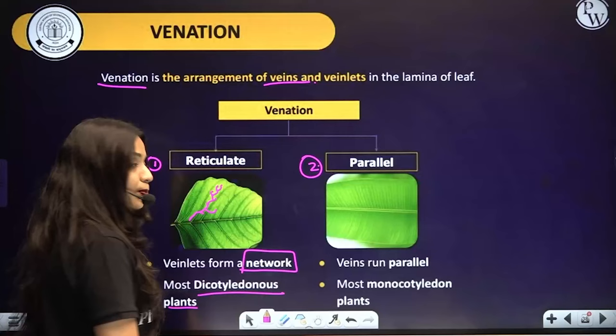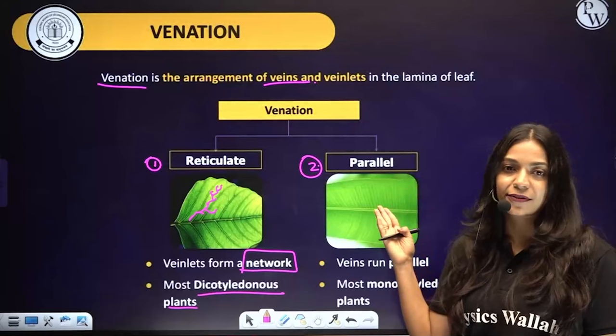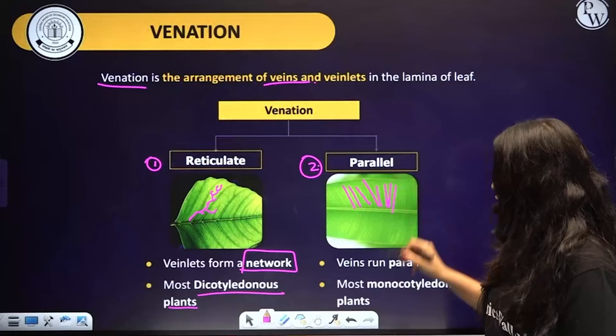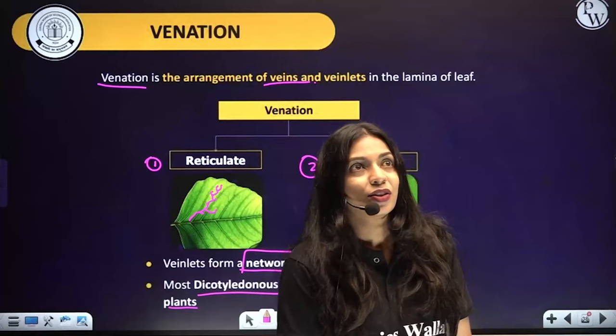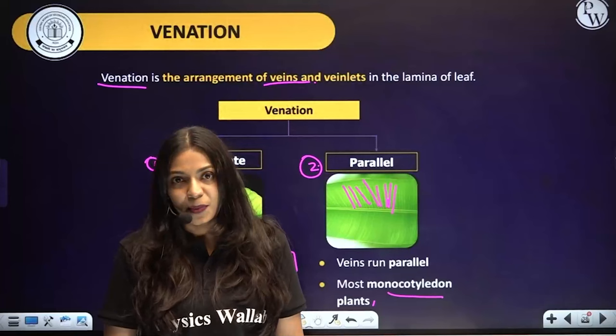Okay. Next we have parallel venation. As the name itself indicates, veins here are found parallel to each other. As you can see in the case of banana, banana is a monocotyledonous plant. So generally you find parallel venation in monocot plants. Other examples for monocots, you can see it in grasses, you can see it in wheat plants, rice plants, sugarcane plants, maize. All of these plants are monocotyledonous plants.